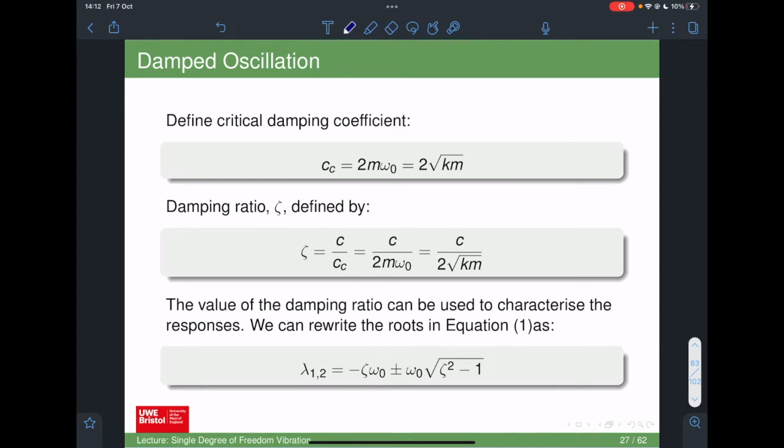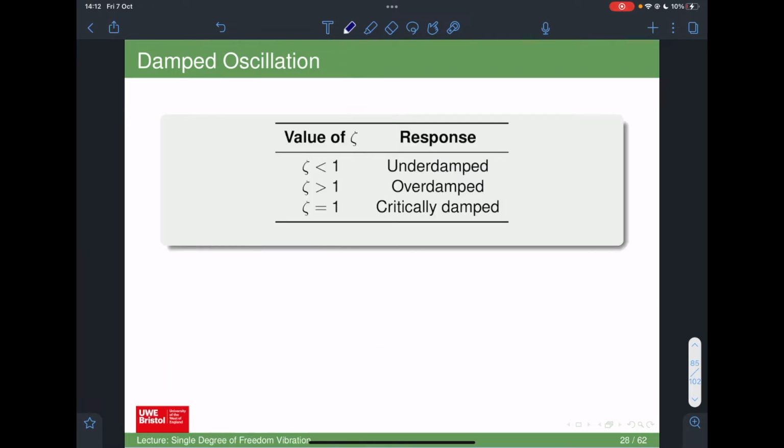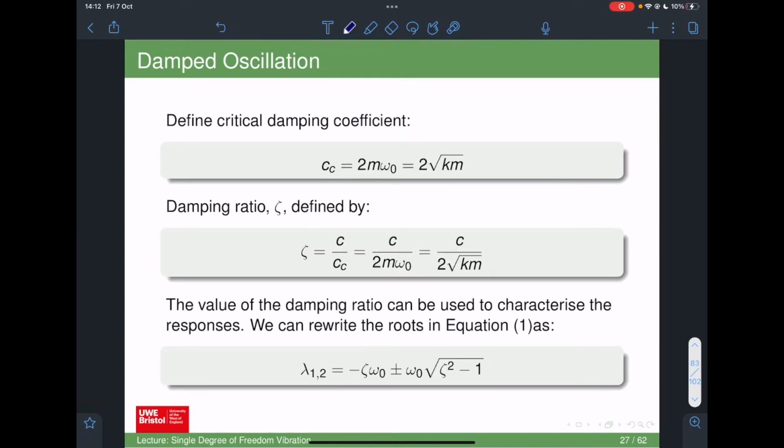So the value of the damping ratio can be used to characterise the responses. You can rewrite those roots. If I go back to the equation for roots and make these substitutions, you end up with this situation. And so by characterising that value of zeta, if zeta is greater than 1, this number is real. If zeta is equal to 1, then this number becomes 0. If zeta is less than 1, then this becomes a negative number. So there's your complex and non-complex roots to the equation.